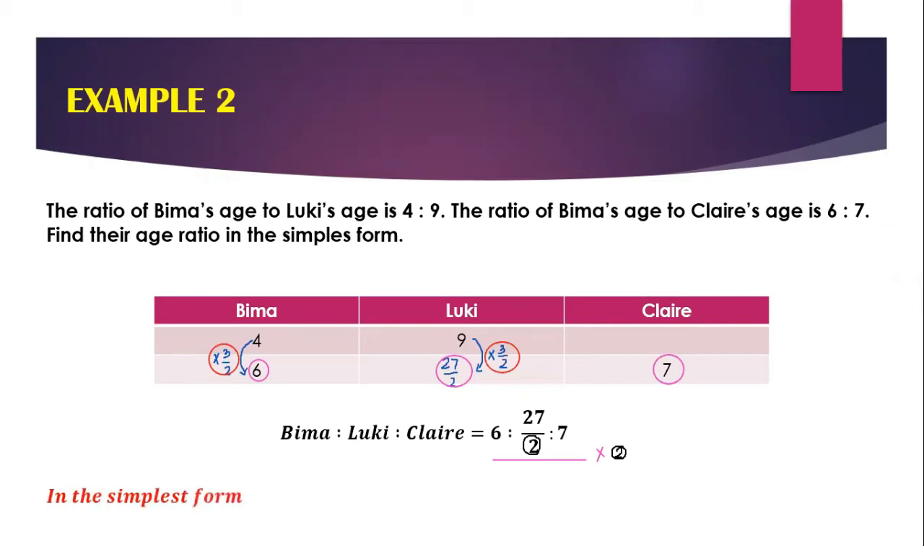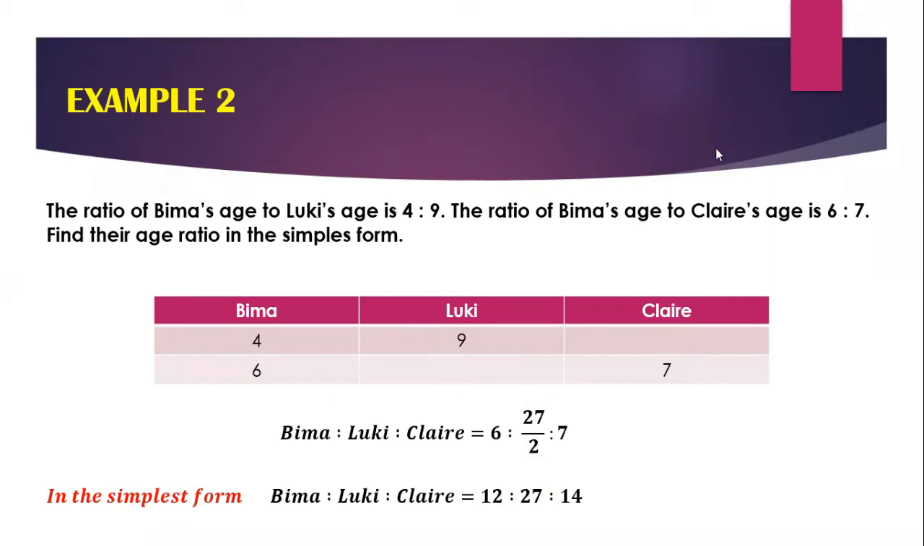In the simplest form, we find that Bima to Lucky to Claire is 12 to 27 to 14. How do you know that? 2 times 6, we got 12. 2 times this one, we got 27. 2 times 7, we got 14. So the simple form is 12 to 27 to 14. Very easy, right? Okay, next.